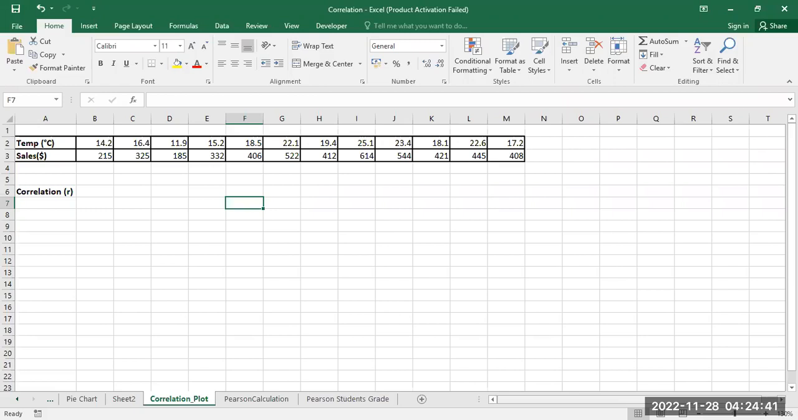So the first thing is that we are going to draw a scatter diagram. It's always important to put your independent variable on the first row if you want to represent your data in the horizontal format, and then the dependent variable on the second row. But if you want to do that vertically, then your independent variable should occupy the first column, while the dependent variable should occupy the second column, with their proper headings.